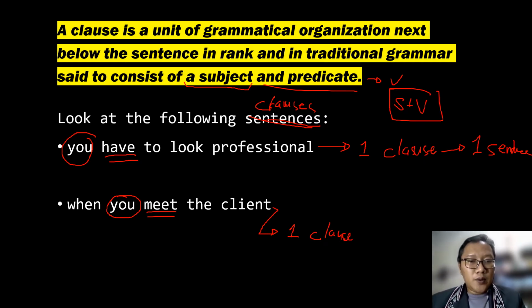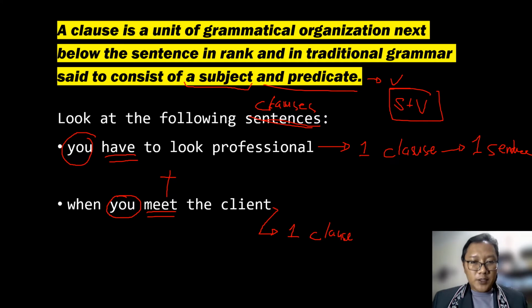Compared to the first one, you have to look professional. The context is already finished. Okay, I get it. I have to look professional. For the second one, to be a sentence, we need to combine it with the first one. Then we have a sentence: you have to look professional when you meet the client. The meaning is complete there. So we can see here that a sentence can have two clauses as well.